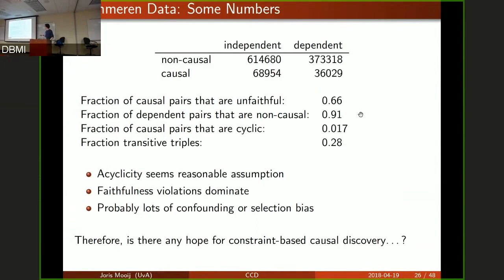The opposite is also worrying. Even though we have measured almost all genes here, the majority of the pairs that are dependent, observationally speaking, are not causally related. So either they are confounded or maybe there's some selection bias going on. And in principle, of course, we can deal with confounders, but well, if 90% of the pairs are confounded, then it starts to get a bit tricky, I guess.